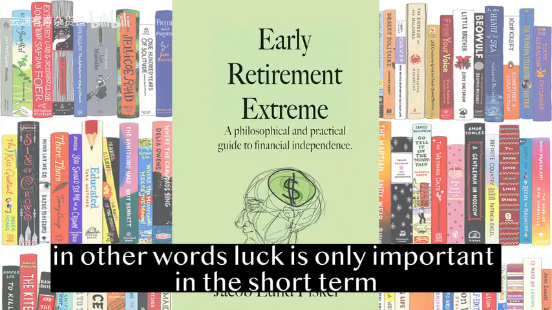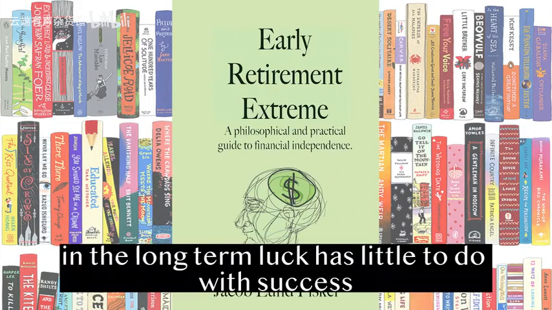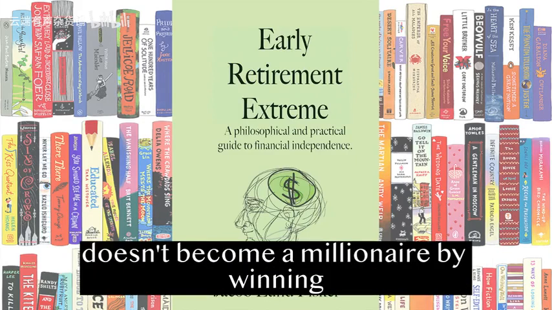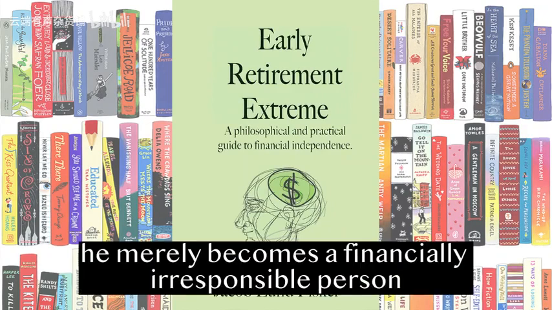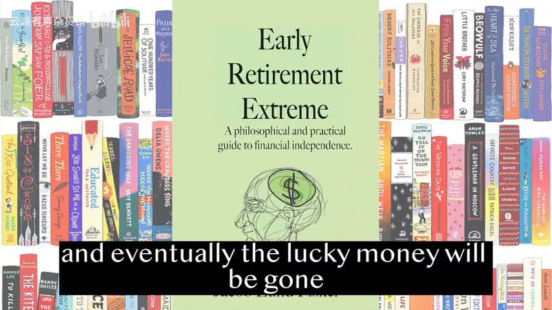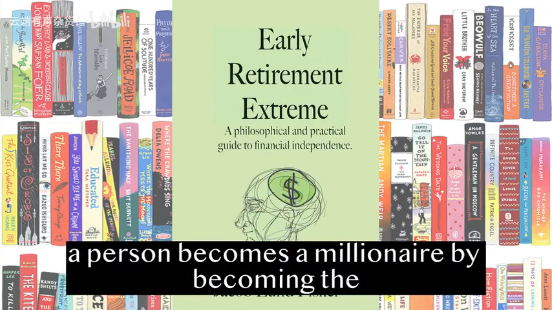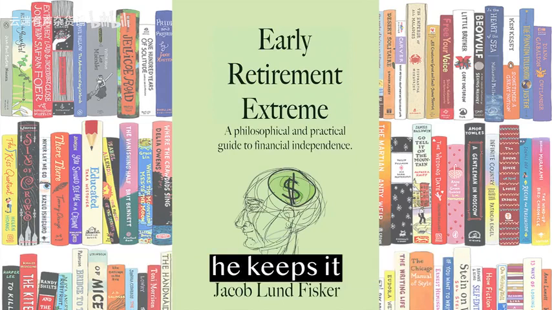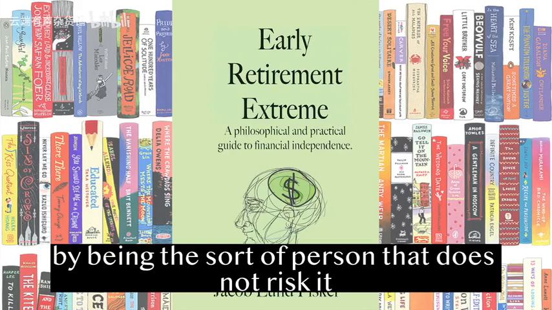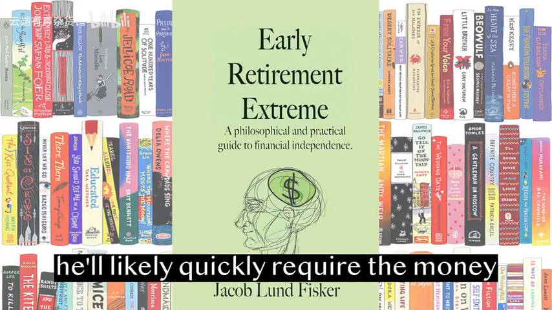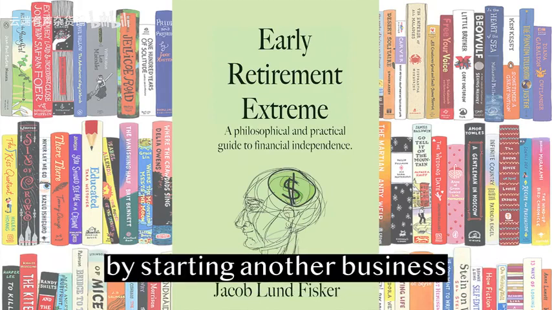In other words, luck is only important in the short term. In the long term, luck has little to do with success. For instance, a financially irresponsible person doesn't become a millionaire by winning $1 million. He merely becomes a financially irresponsible person with $1 million, and eventually the lucky money will be gone. A person becomes a millionaire by becoming the sort of person who deserves $1 million. He keeps it by being the sort of person that does not risk it. Or he loses it by engaging in risky business. In the latter case, he'll likely quickly reacquire the money by starting another business, though.